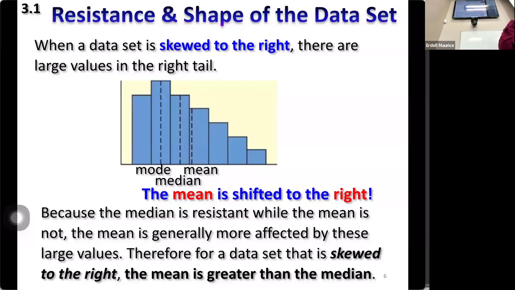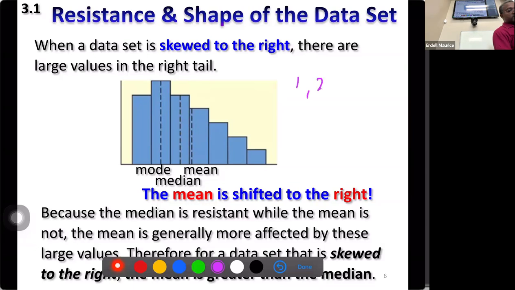Think about it this way. Let's say I have three numbers, 1, 2, and 3. What's the median for that data set? It's going to be 2, correct? If I added in 1 million to that data set, so 1, 2, 3, and then 1 million, what's the median for that data set going to be? I'll write it down for you: 1, 2, 3, and then 1 million. What's the median going to be? 2.5. Yes? The number in the middle right here, the median is going to be 2.5.